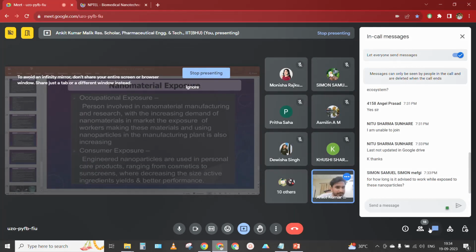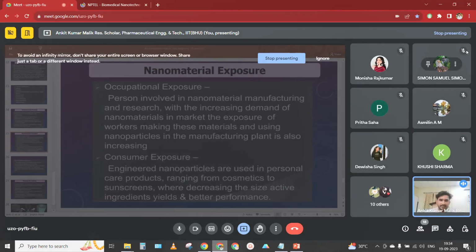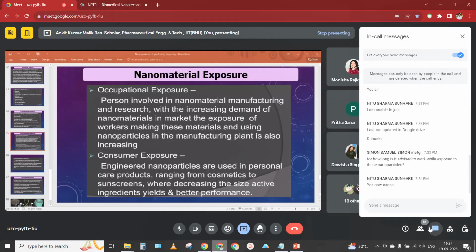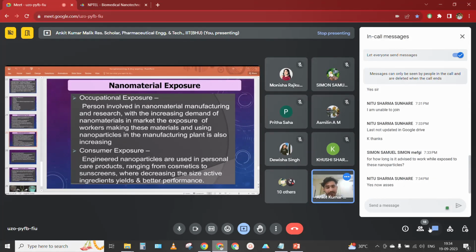So how long is it advised to work while exposed to these nanoparticles? See, there are preventive measures. Any work could be done with prevention. So occupational exposure, like researchers working for 15, 20, 25 years in the same field in research or within chemical things. We cannot say how long we can advise someone to work in a research area.